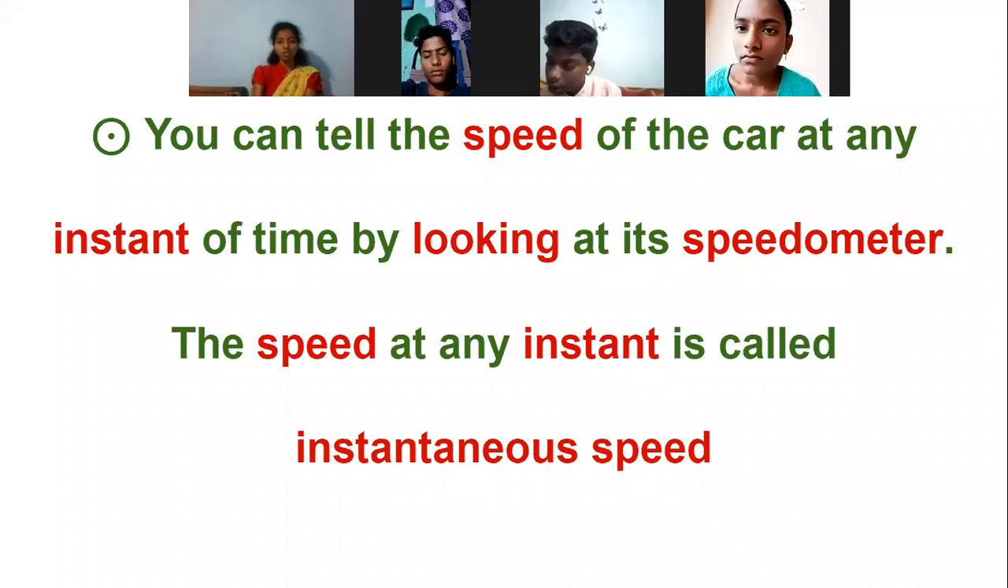Right? So that's why here we are saying this. Speed of the car or any vehicle at any instant of time by looking at its speedometer. So the speed at any instant is called instantaneous speed here.